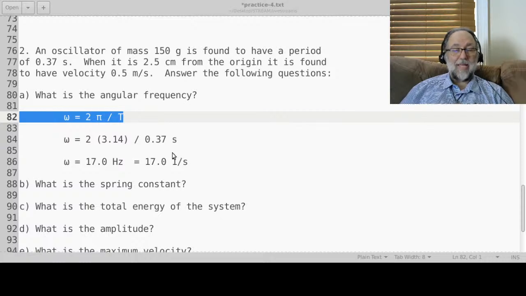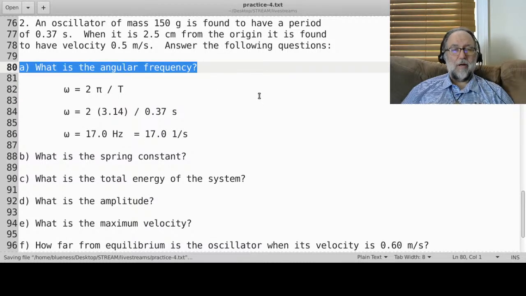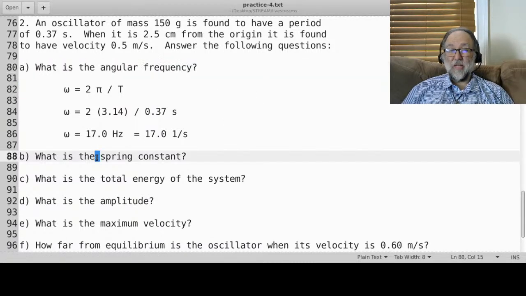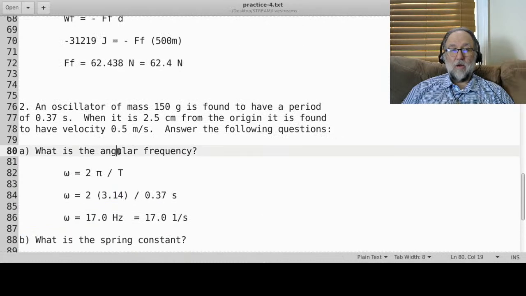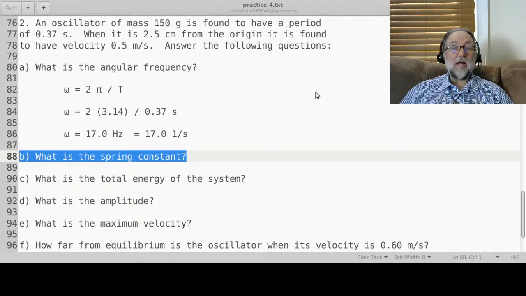Substitute in for 2 pi and the T I gave you, and it turns out to be 17.0 hertz, or 17.0 per second. Hertz is per second. We saw that when we did the kinematics. That was trivial, but I put it there because we're doing this together. But if I went straight to the spring constant without asking for the angular frequency, you would still have to calculate it, because in order to get the spring constant, you need the angular frequency.